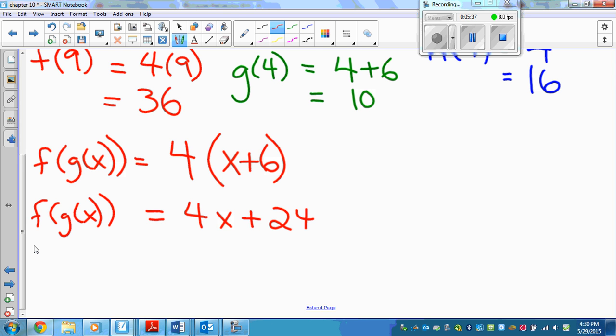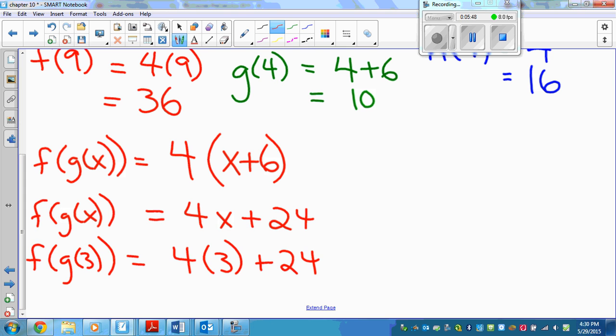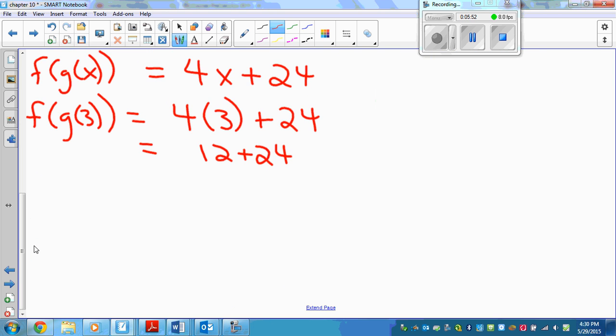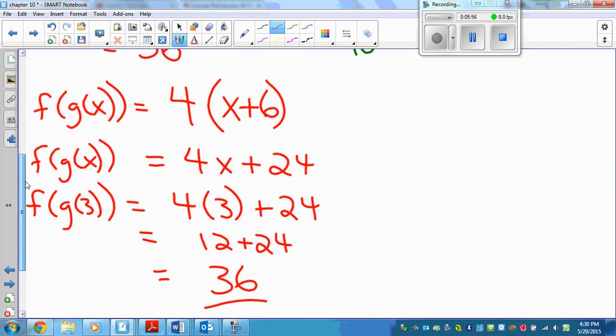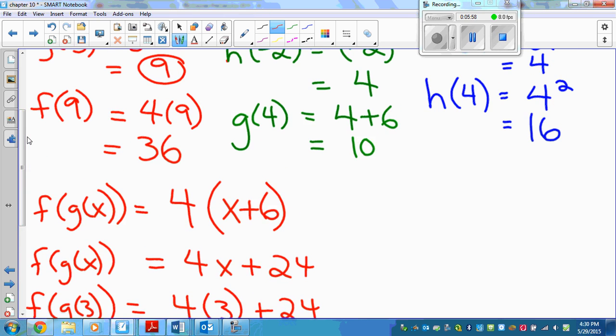Then I wanted to know the value when it's 3. So f of g of 3 is equal to 4 times 3 plus 24. Well, that's 12 plus 24. That is also 36. So that's another way to do that. And we could have done the other two in that way as well.